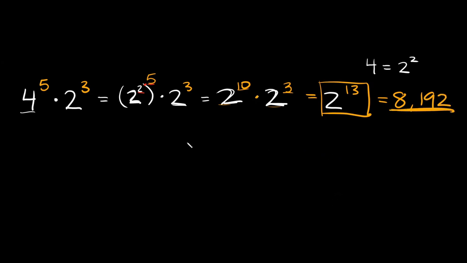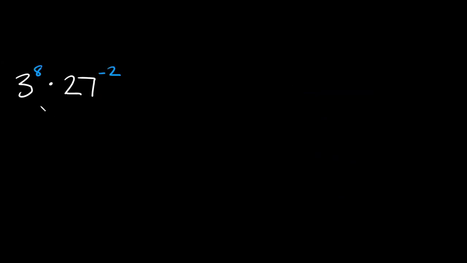So hopefully that wasn't too bad. Let's try just a few more examples, and then I think you're going to start catching on to the pattern. All right, so here's our next example. So we have 3 to the 8th power times 27 to the negative 2nd power. So again, the goal is to either get the same base or get the same exponents, right? But here, if you notice, 27 right there, we can rewrite that as 3 cubed. And then we would have the same base, right? Because a 3 and a 3, right? So let's rewrite 27 as 3 cubed.